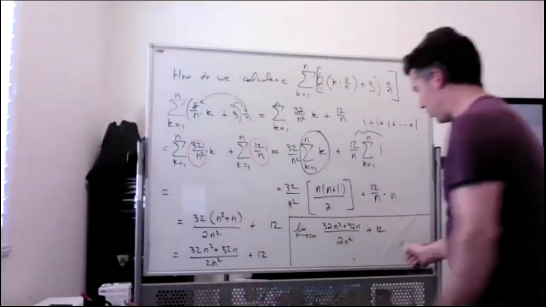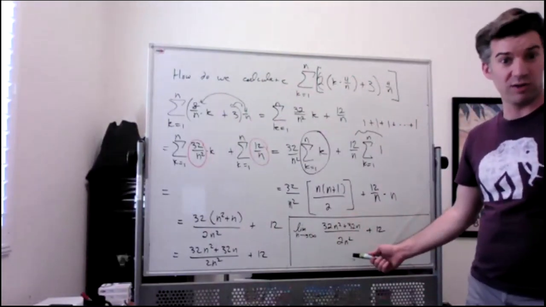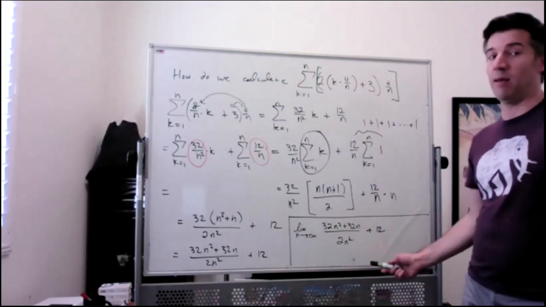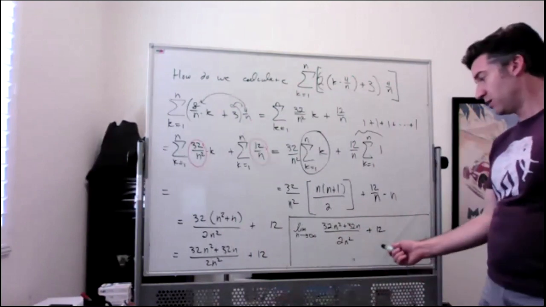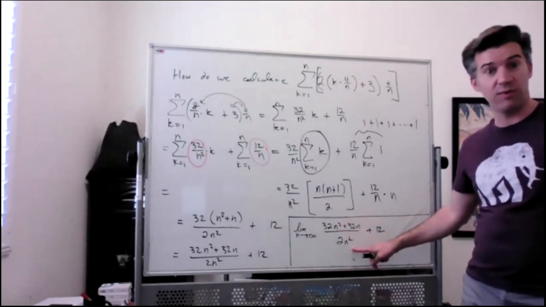So obviously there's the 12 here, and the 12 was good. The limit of this is 32 over 2, which is 16. And what I imagine Morgan is doing is recognizing that we have a rational function where the degree on top and the degree on the bottom are both the same.